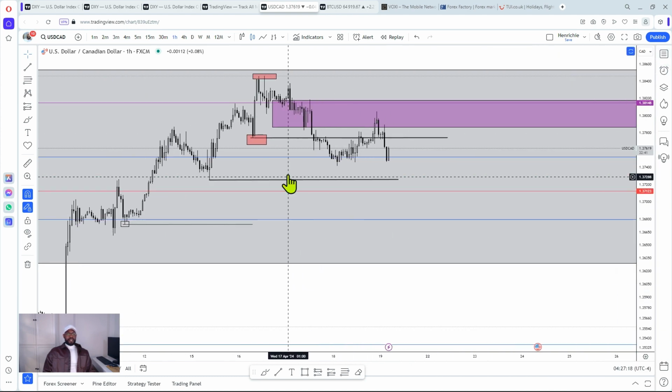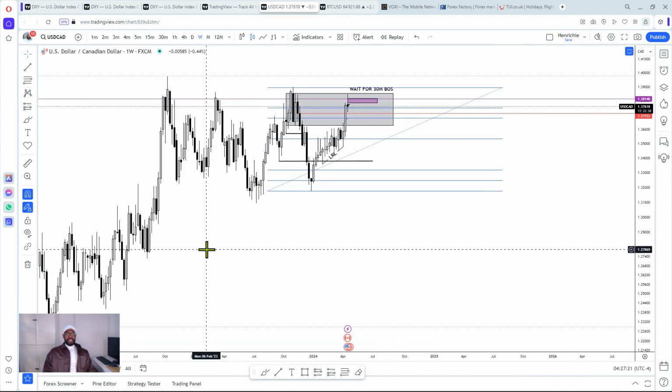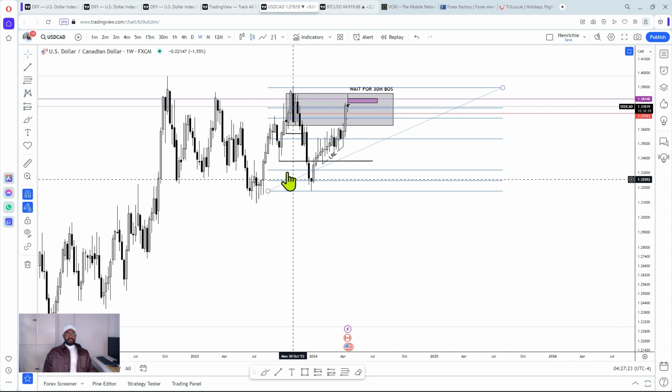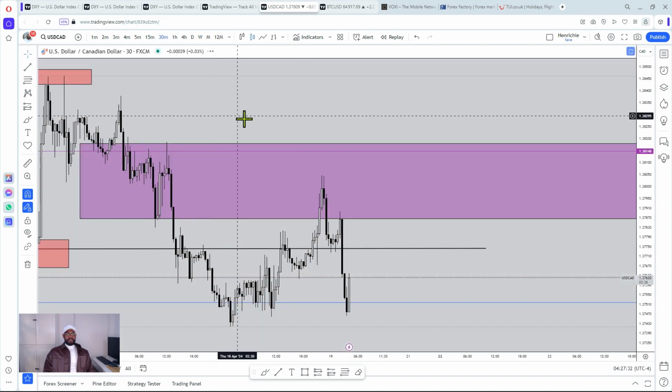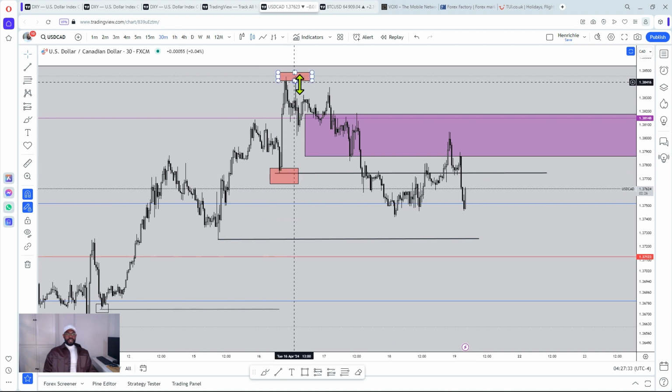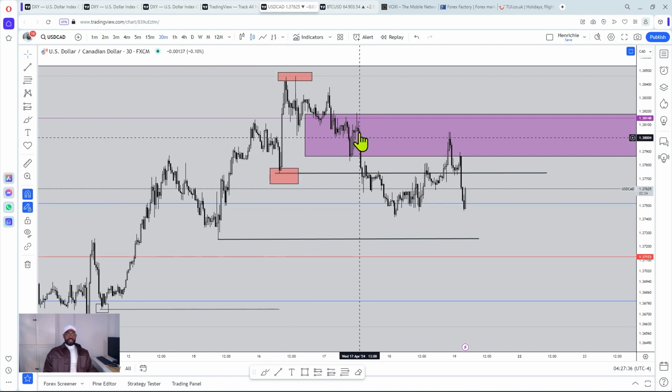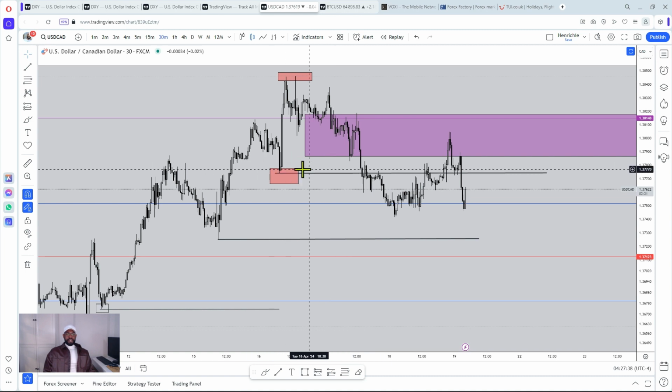So for USD CAD, I talked about this key level on the weekly. We can see we created a lower high, broke structure right there. So I was anticipating for price to mitigate this position. And after that mitigation, I was watching the 30-minute time frame break of structure. We created a low, a high, eventually broke structure. This was the last impulse before breaking the structure.